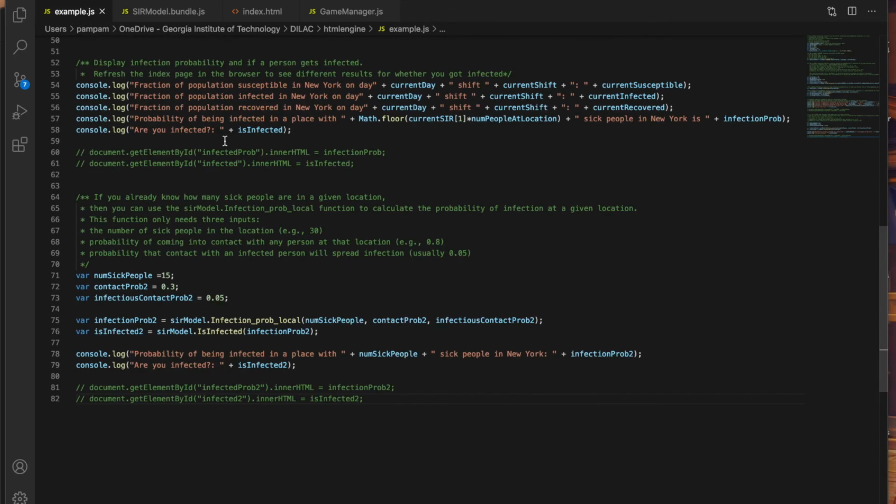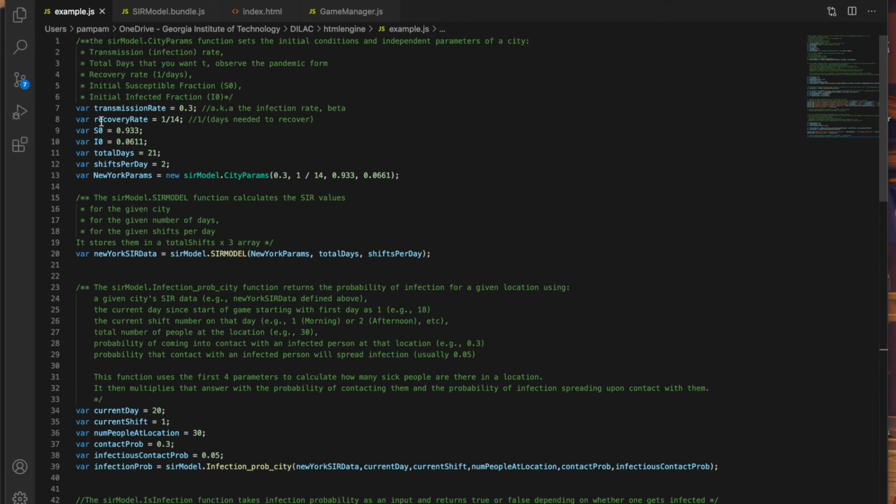So open up the example.js file. Here, from lines 7 to 12, I basically define the initial conditions. The transmission or infection rate, the recovery rate, which is basically 1 upon the number of days needed to recover, which on average is about 14 days or 2 weeks. So 1 upon 14. The initial fraction of susceptible people I've set as around 0.93 or 93%, and the initial fraction of infected people I've kept at 0.06 or 6%. And these values are drawn from when the pandemic began to peak in New York, but you can totally play with them or any other of the other parameters and see what happens.